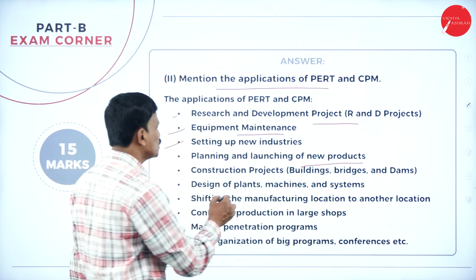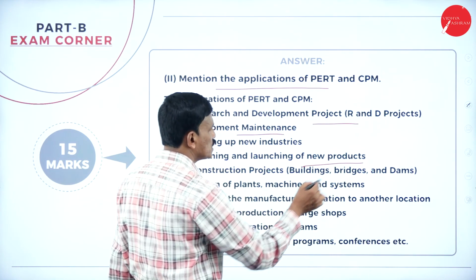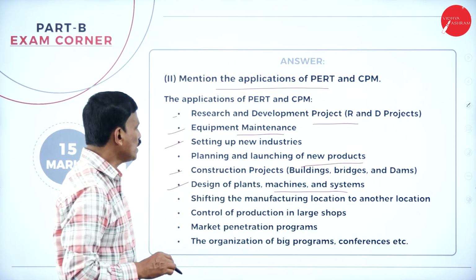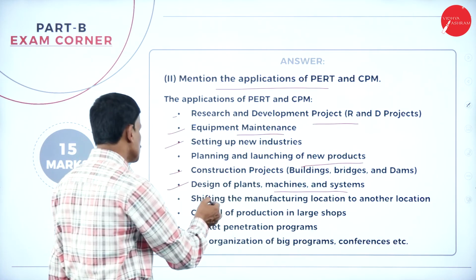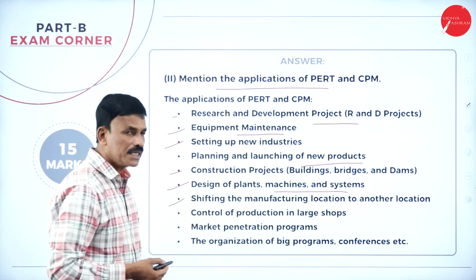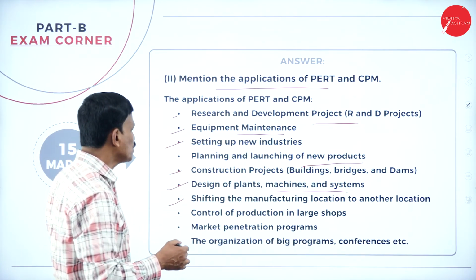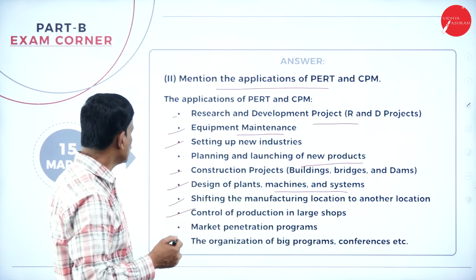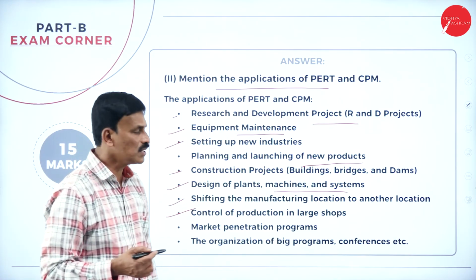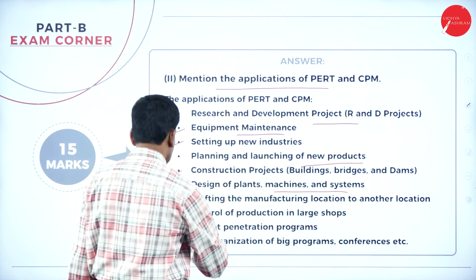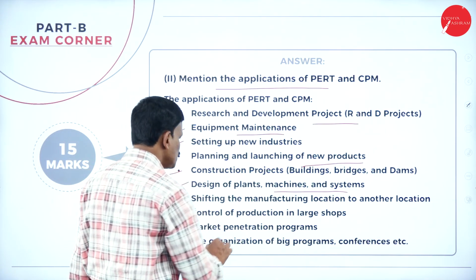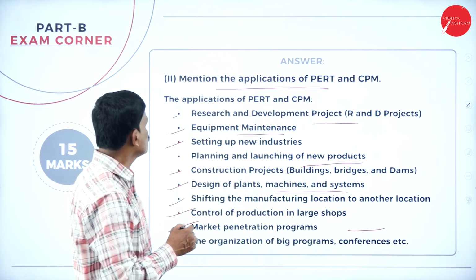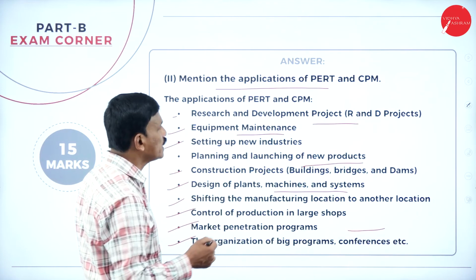And even for the construction of projects like buildings, bridges and dams, and design of plants, machines and systems. Shifting a manufacturing location to another location also benefits from the PERT and CPM methods. Now, control of production on a large scale: production in large shops can be controlled, as well as market penetration programs, and the organization of big programs, conferences, etc. can be developed. So these are a few applications of PERT and CPM.